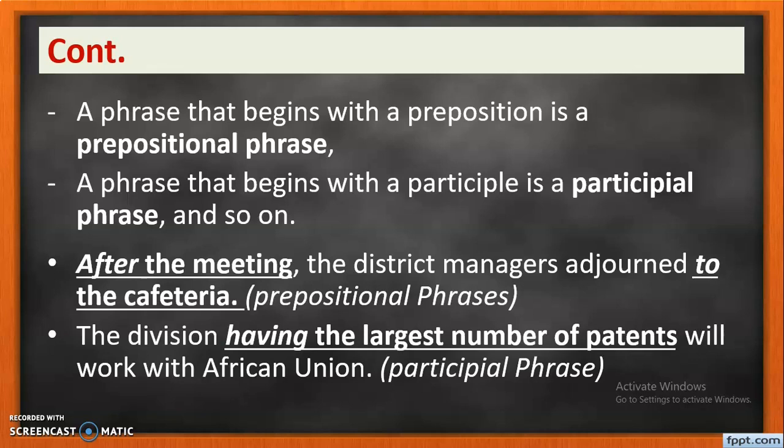The division having the largest number of patients will work with the African Union. We have a participle phrase because the first word is "having," which is a participle verb. So that's why we call them participle phrases.